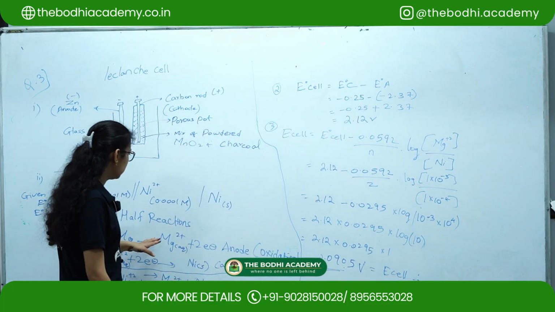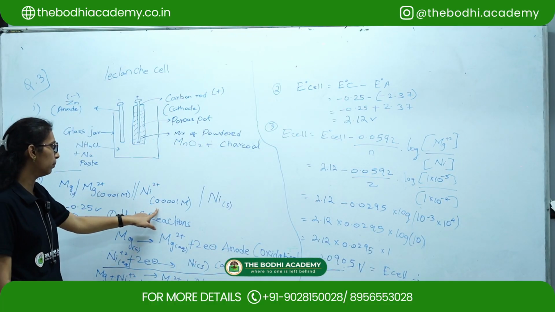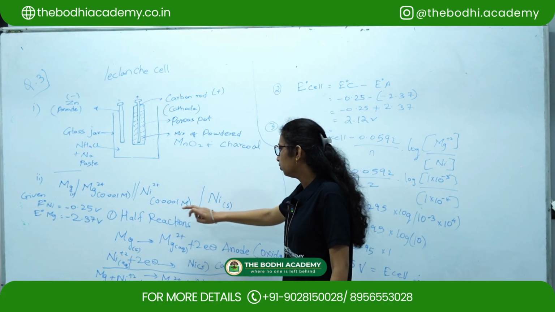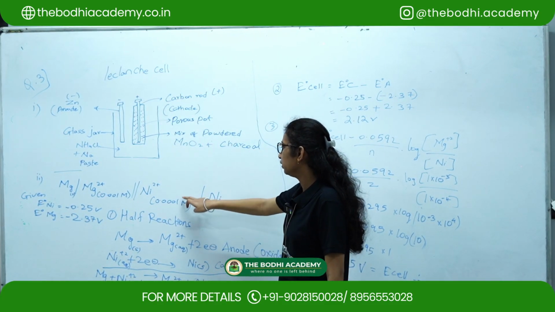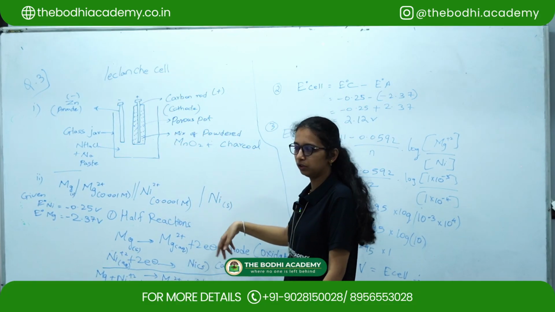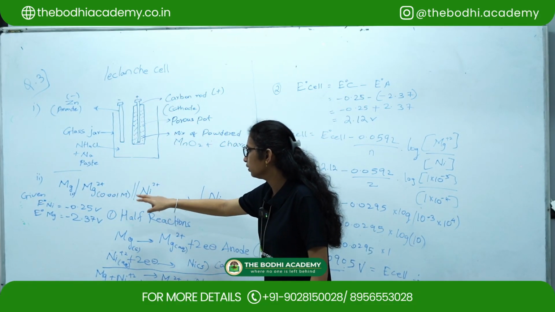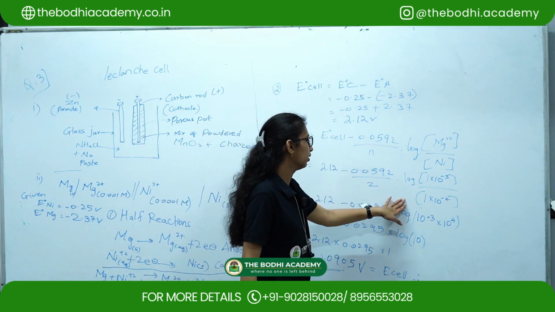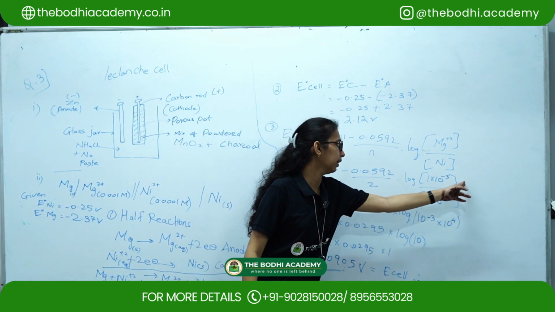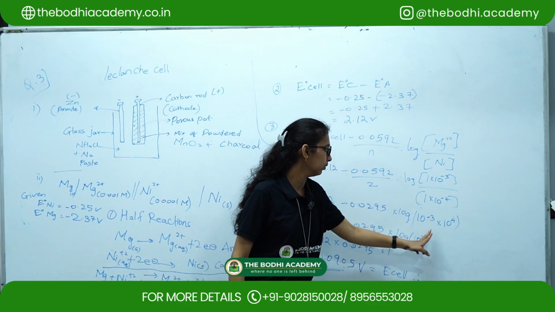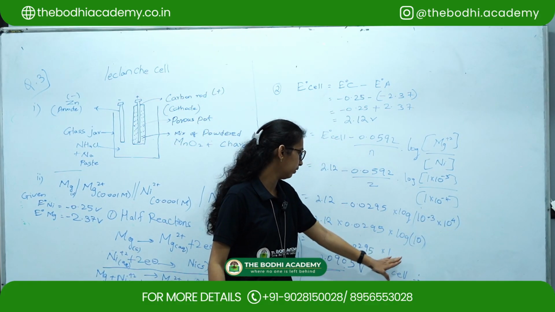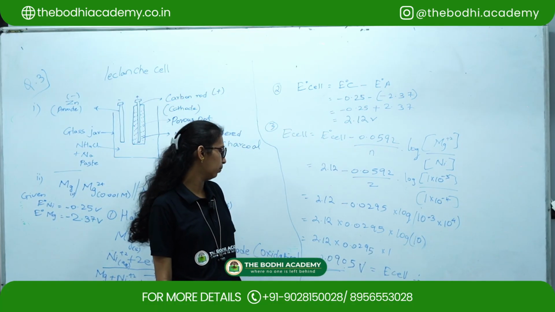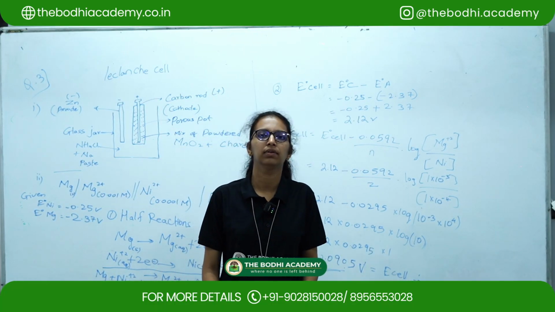Nickel is 0.0001. I have just shifted the point, so it will come to 1 into 10 to the power minus 4, and when you shift it, it will come to 1 into 10 to the power minus 3. That we have written over here. Then I have taken the 10 to the power minus 4 on the top, so it will become plus 4. Calculate, you will get log of 10. Log of 10 is 1, and once you calculate everything, you will get 2.0905 volt.